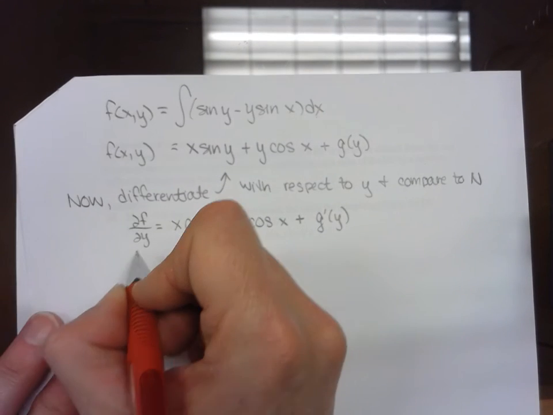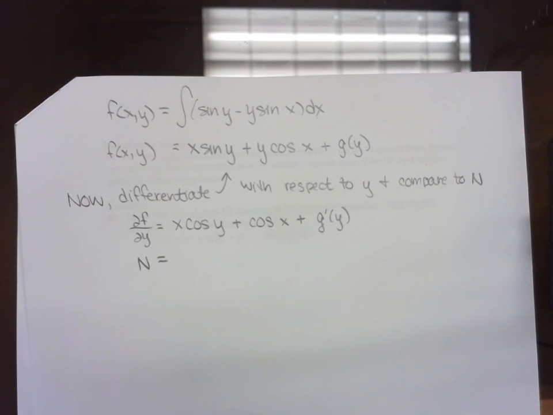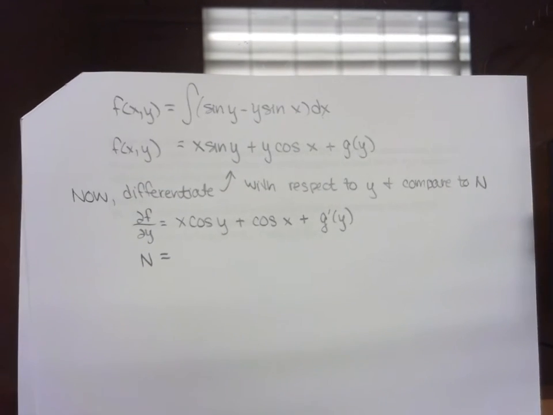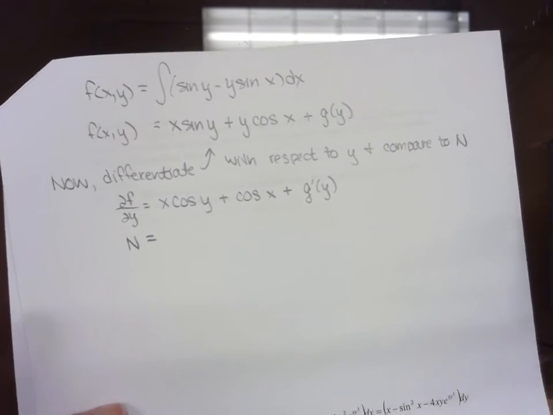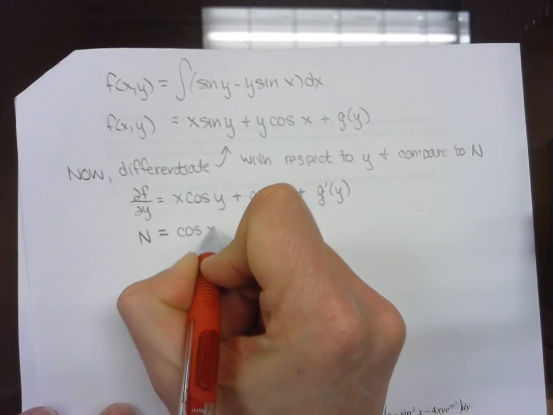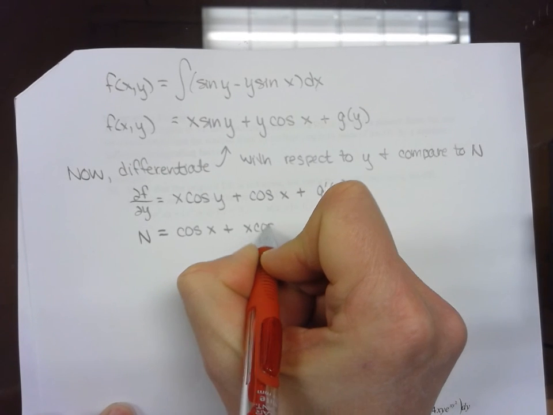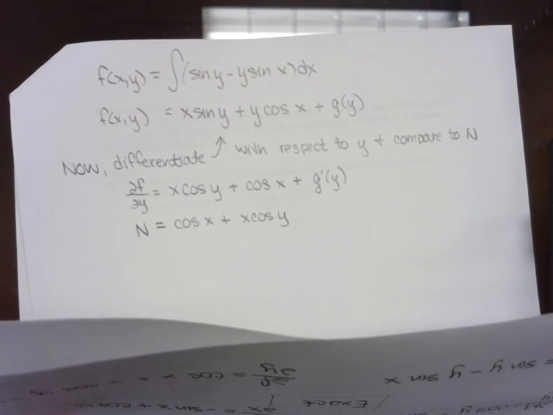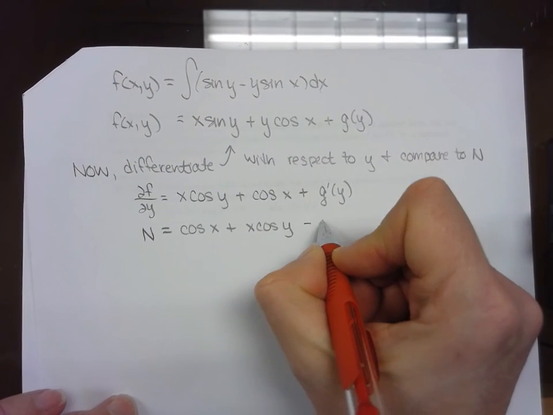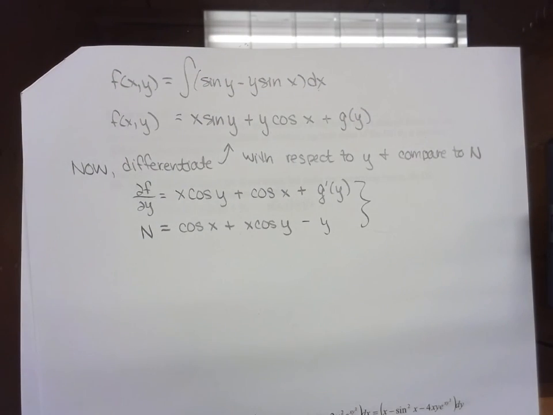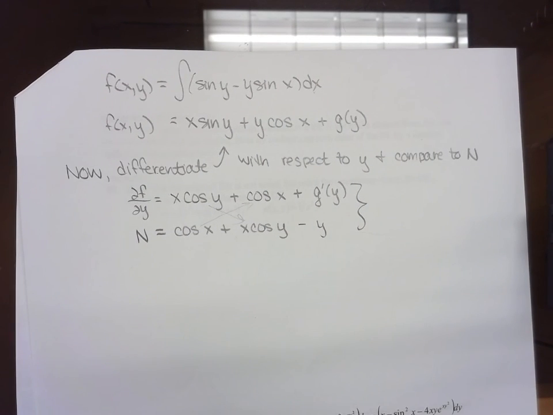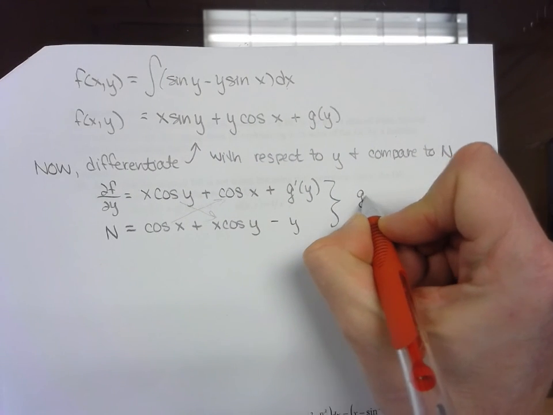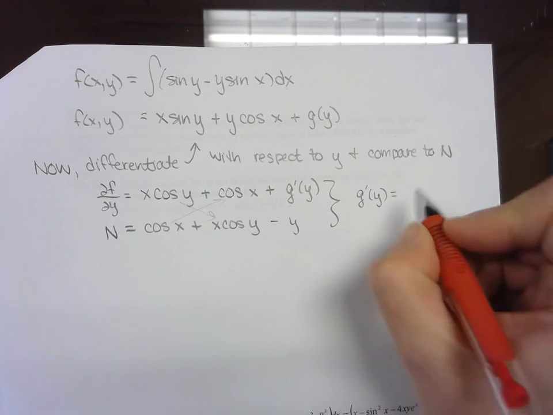And now I'm going to compare it to N. Most of the terms should match up, okay? So our N from the previous page was cosine x plus x cosine y minus y. So if I put those two together and compare, I see, okay, the cosine x's match up, the x cosine y's match up, so what's left for g prime of y is negative y.